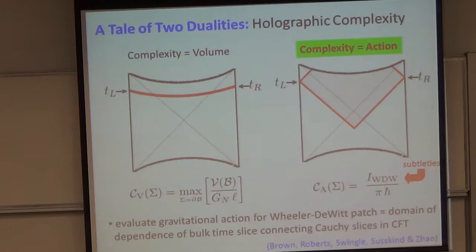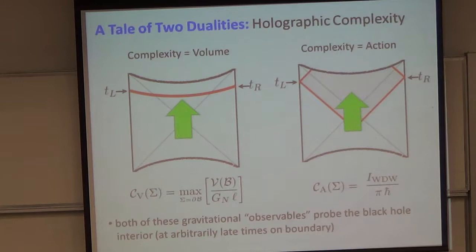By design, both of these quantities naturally probe the interior. That is, they continue to evolve at arbitrarily late times as I push t left and t right up in my boundary theories. Will this action get contributions from near the singularity? It would. Why don't you ask me later?